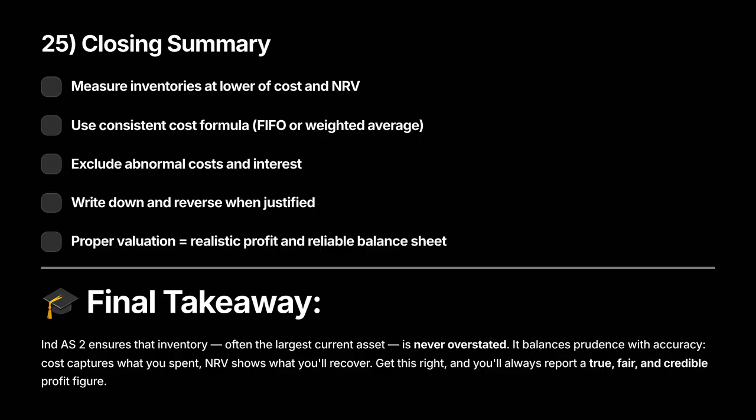Final takeaway. IND AS 2 ensures inventories, often the largest current asset, are not overstated. Cost shows what you spent. NRV shows what you'll recover. Balance prudence with accuracy. Document your choices and disclose clearly. Get this right, and your reported profit will be both credible and informative.